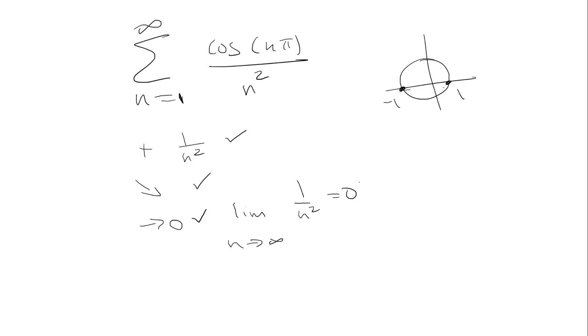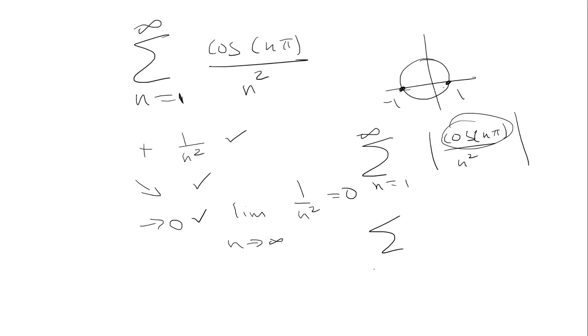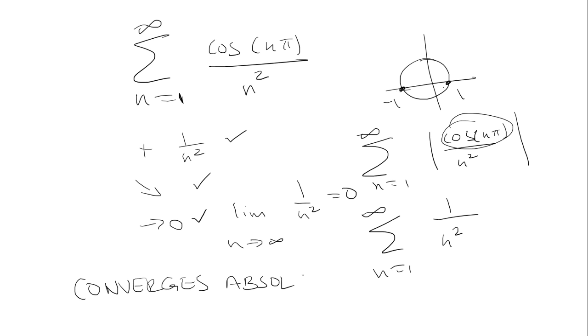Now we have to look if it converges absolutely. So we want to take the absolute value of this sequence. And what the absolute value does is make this positive. So we could just remove that and put a 1 instead. And we know that this converges because of the p-test. So we conclude that it converges absolutely. So it converges with the absolute value and it converges without the absolute value.